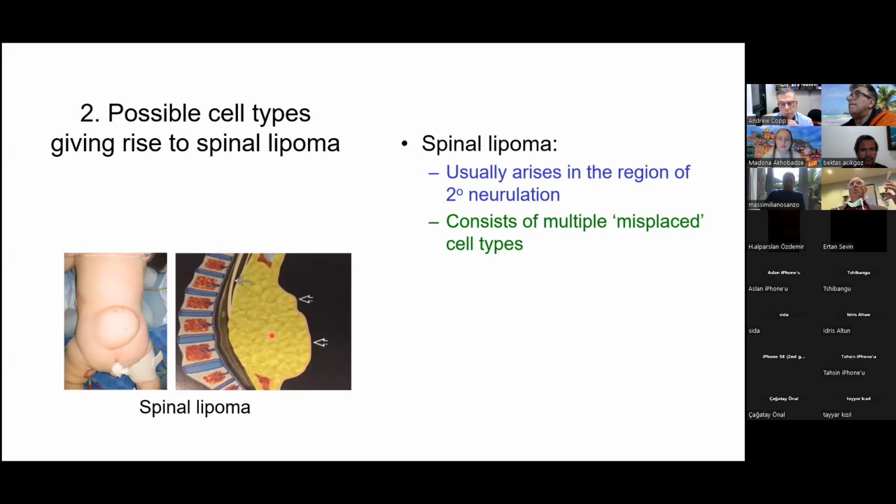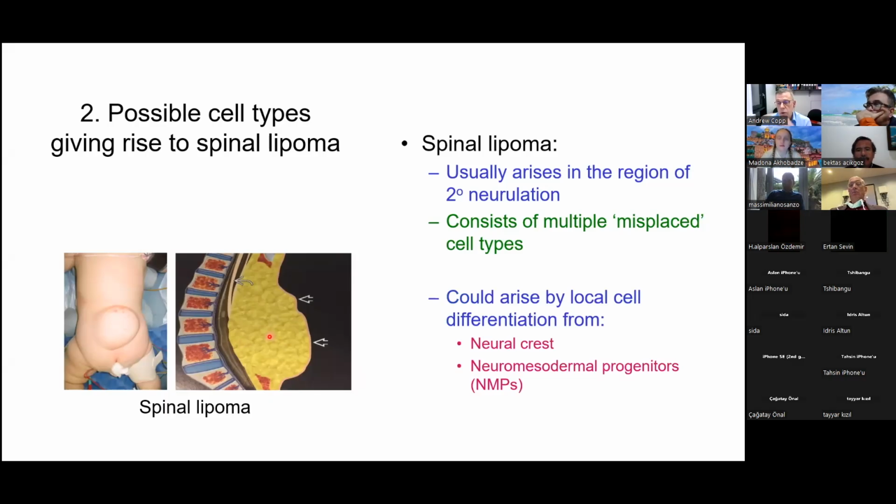So I think it's an unsolved issue as to where the spinal lipoma forms from. What is the cellular origin of this material? It shouldn't be there, and it is there ectopically. And so really in terms of development of the embryo, there are two main progenitor populations of cells that we could implicate in this, the neural crest and the neuromesodermal progenitors, or NMPs. So I'll take these one at a time.